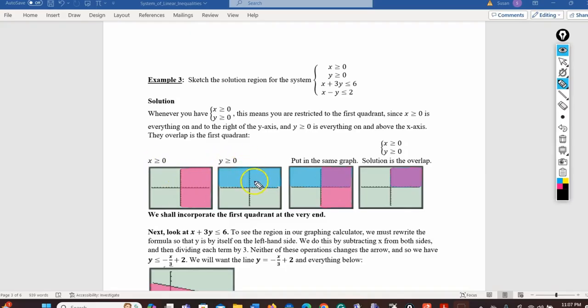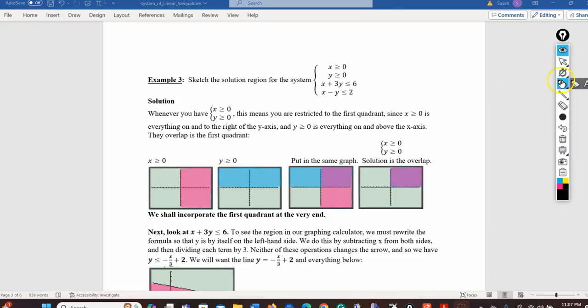Y greater than or equal to 0. Well, y equals 0 is the x-axis, and everything above, which is shown there in blue. Put them in the same graph. Where's the overlap? The first quadrant. Now we're going to use that at the very end. We will come back to that at the end. So now let's concentrate on these other two.